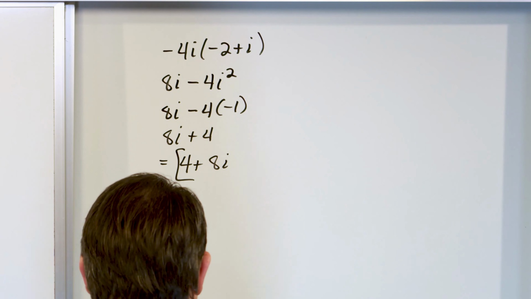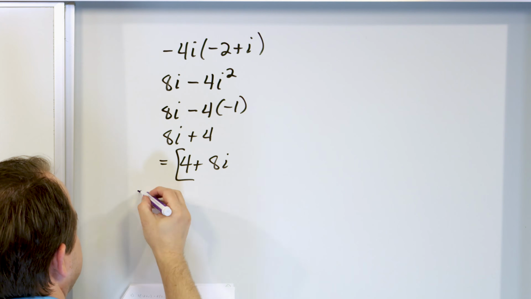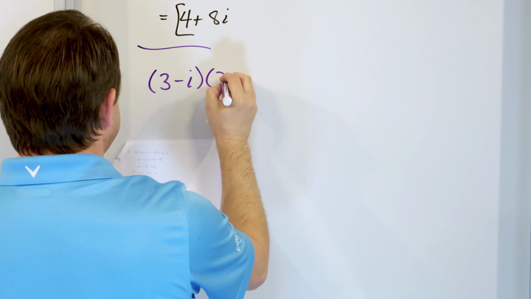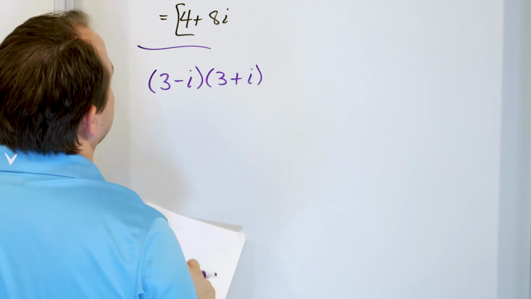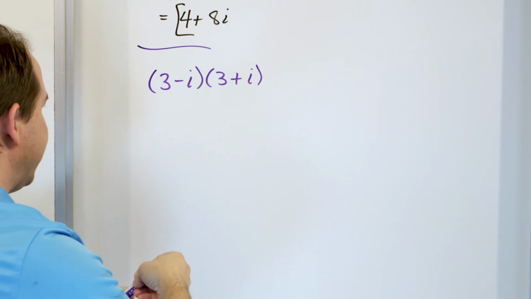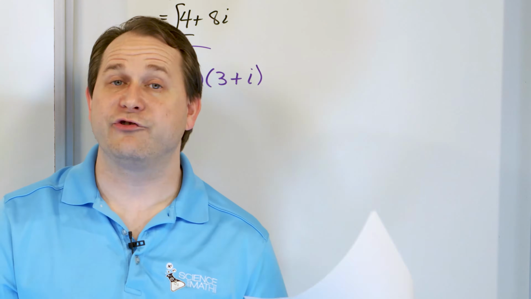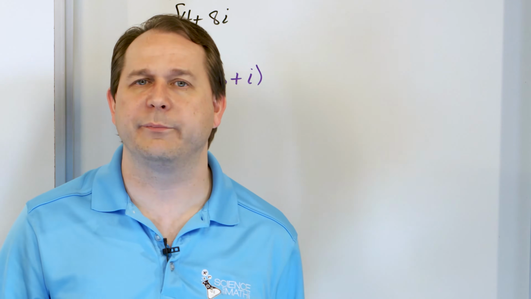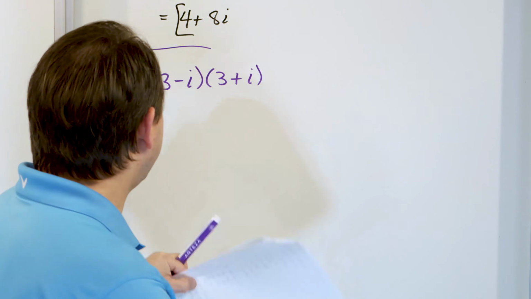Okay, the last problem we have is a little more complicated, but not too bad. What if we have 3 minus i times 3 plus i? A lot of students look at that first and say, what do I do? But I'm trying to tell you, basically treat i as a variable, so you're going to do FOIL on this. It's not a variable, of course, but you treat it as if it is, so we do FOIL on this.